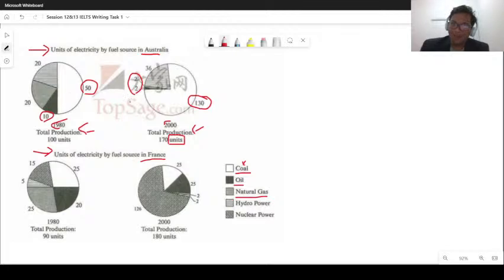both show that the most dominant is coal, that's number one, and the least dominant is oil. That's the same trend for both. That's something that you have to highlight. And then you can also do the same thing with the one in France.